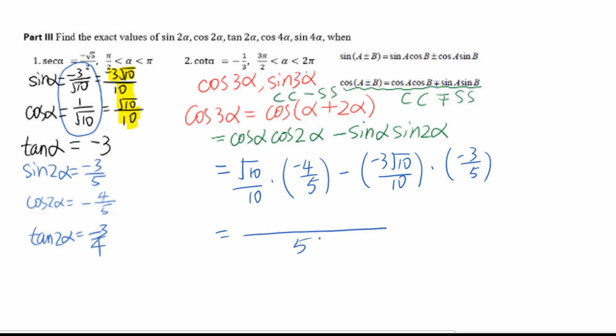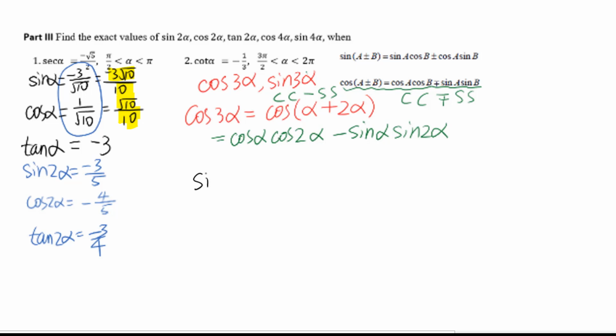Same denominator, that's 50. Negative 4 times square root of 10, that is negative 4 square root of 10. Negative negative will be a positive here, but we have a minus sign here. So we have a minus 9 square root of 10. Combine like terms, you will get negative 13 square root of 10 over 50.